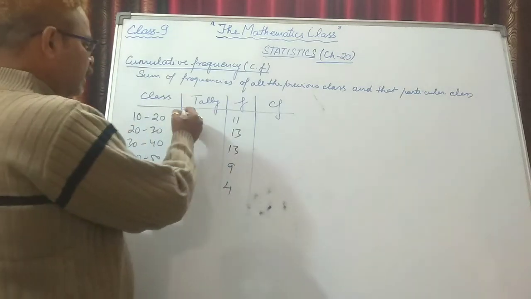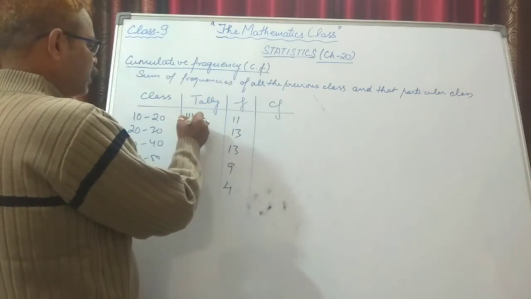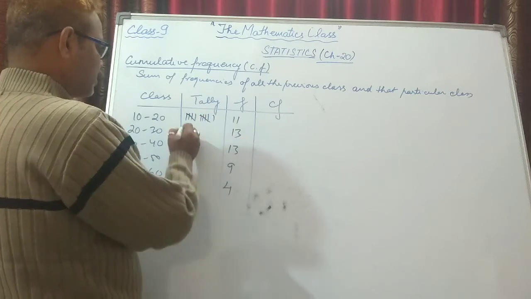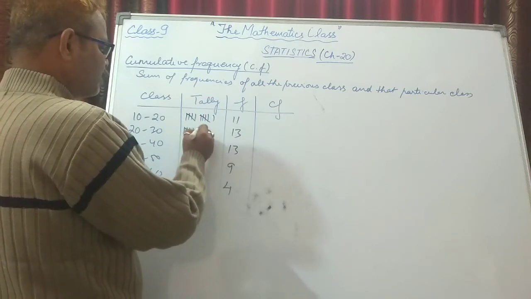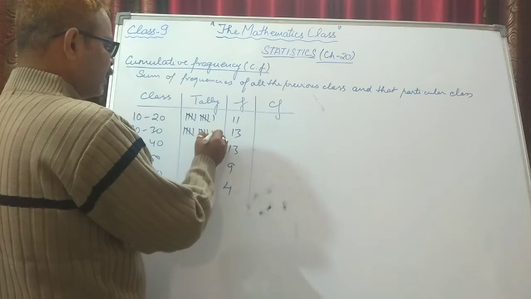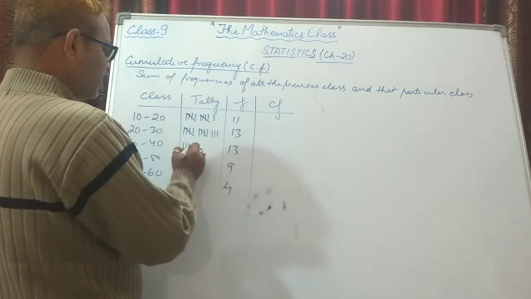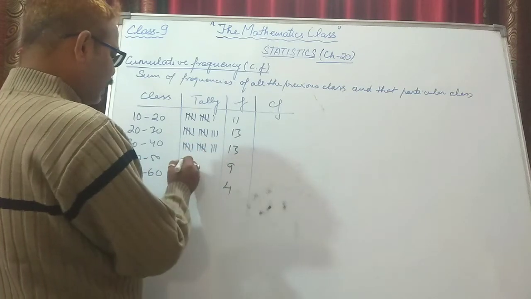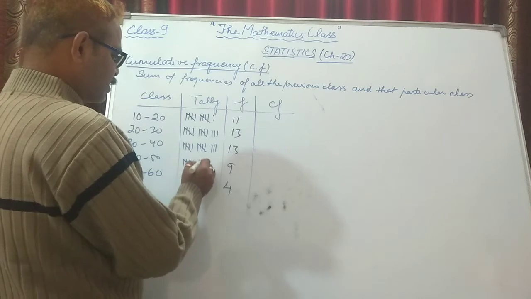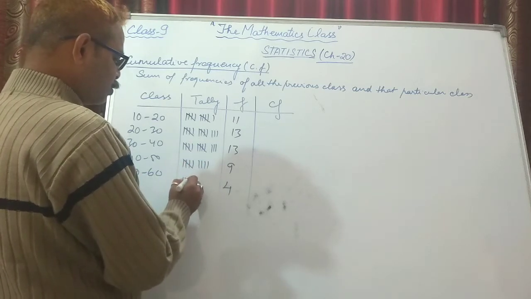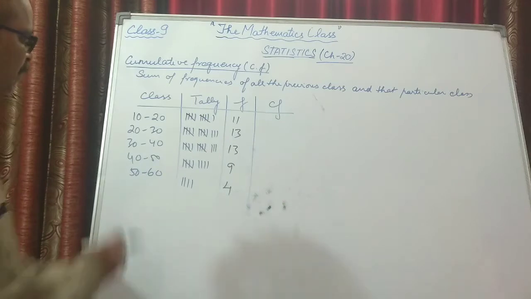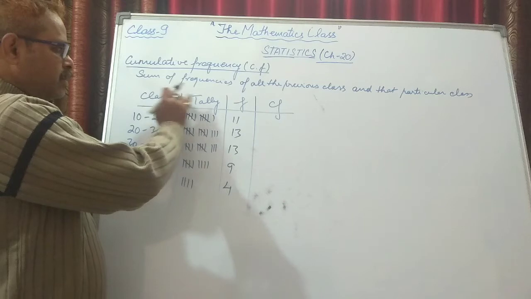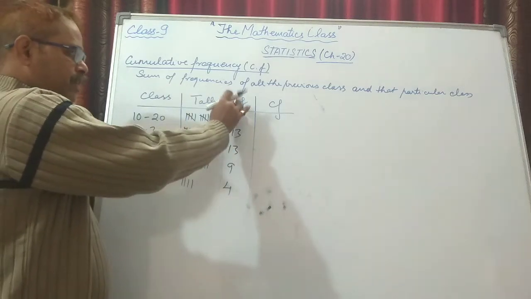So first of all we'll make the tally. It is 11, so 1, 2, 3, 4, 5, 6, 7, 8, 9, 10 and 11. Then 13, then 13 again, then 9, and 4. Now this much you all know: class marks or class interval, tally marks or tally, and then frequency.